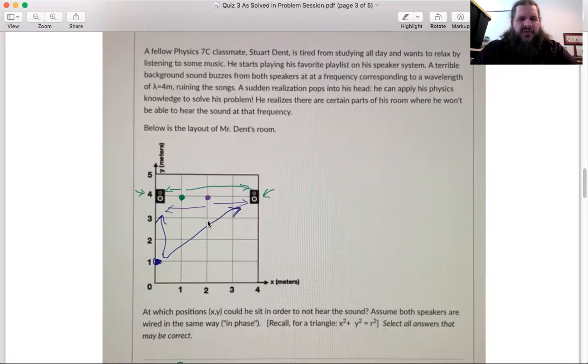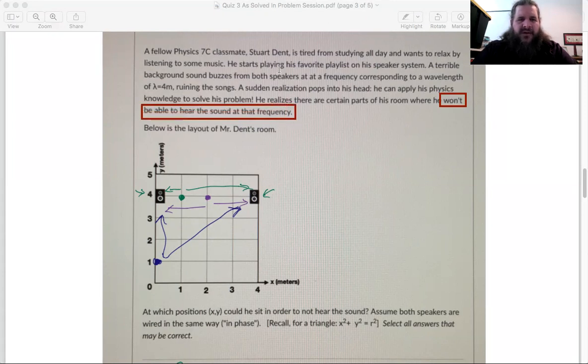So what has to be true in order to not hear this sound at all? Needs to be destructive. Yeah, if you want to make sure you won't be able to hear the sound, that means we want destructive interference. So what has to be true in order to get destructive interference? How can we guarantee that? Yeah, we can set the total phase.